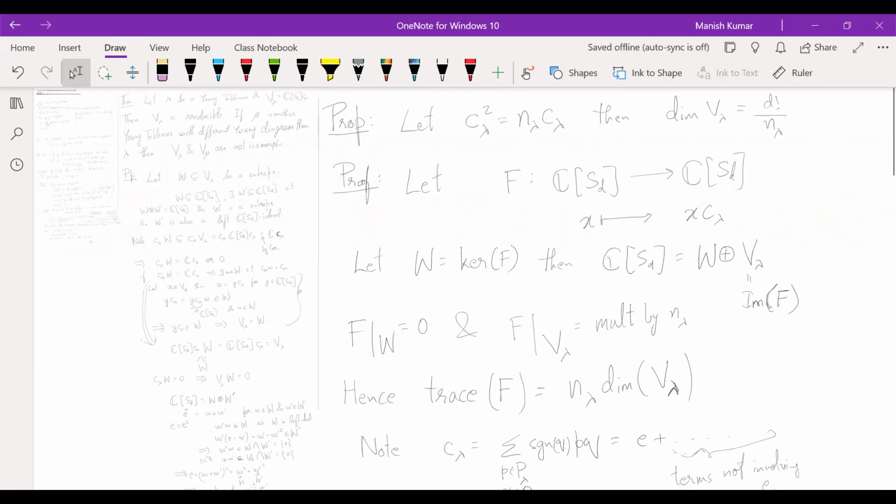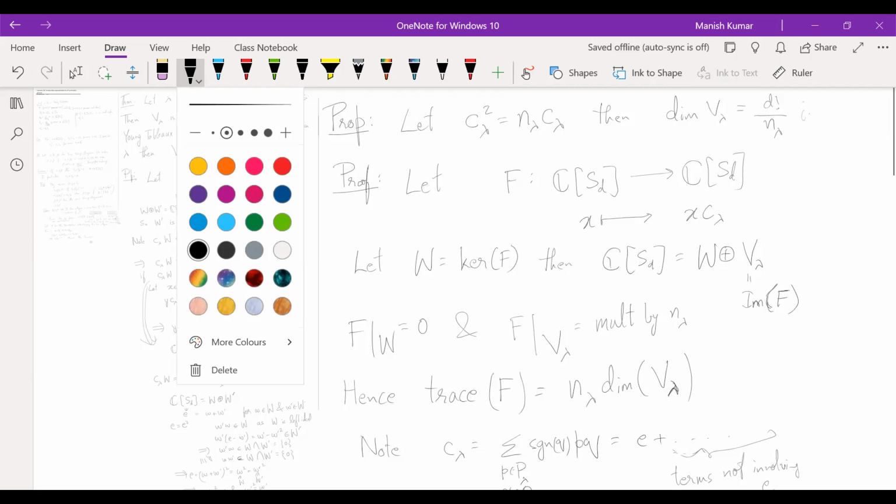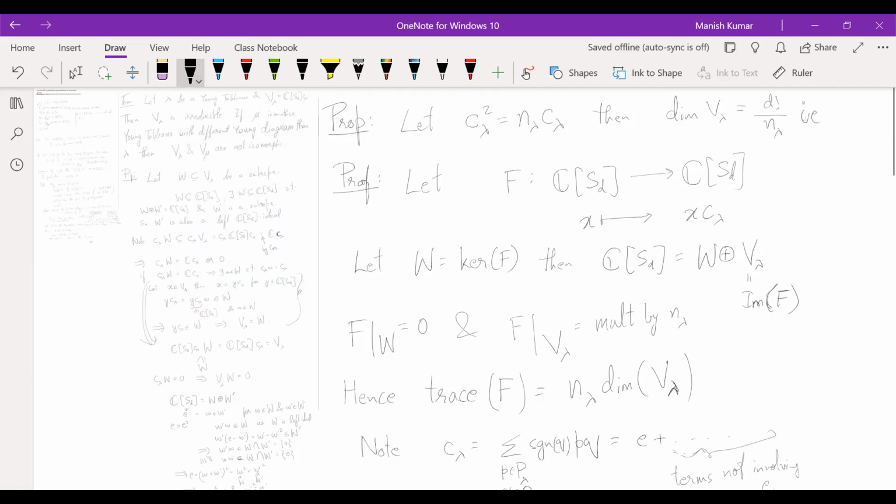Sorry for going over. So see, we know that c lambda squared is n lambda times c lambda, for some n lambda. We have an expression for this n lambda. I have written this formula upside down. n lambda is d factorial over dimension V lambda.